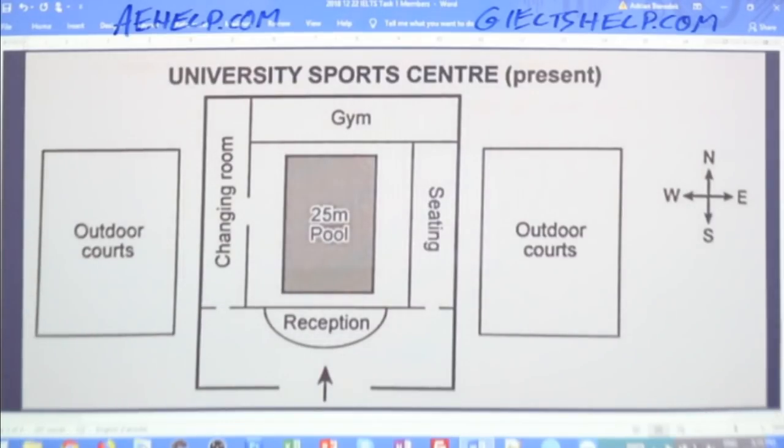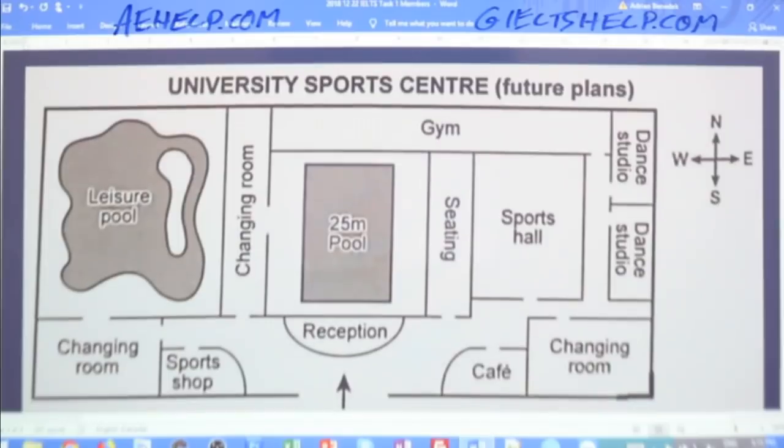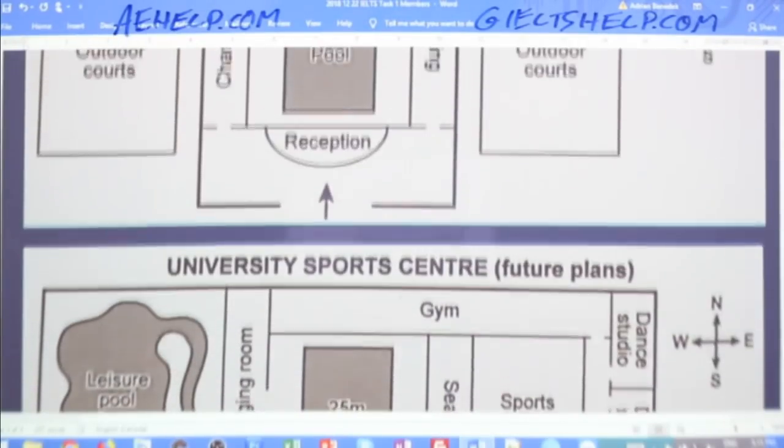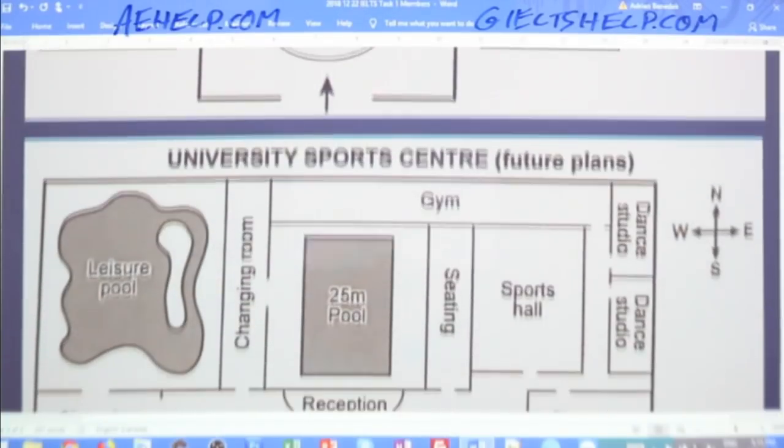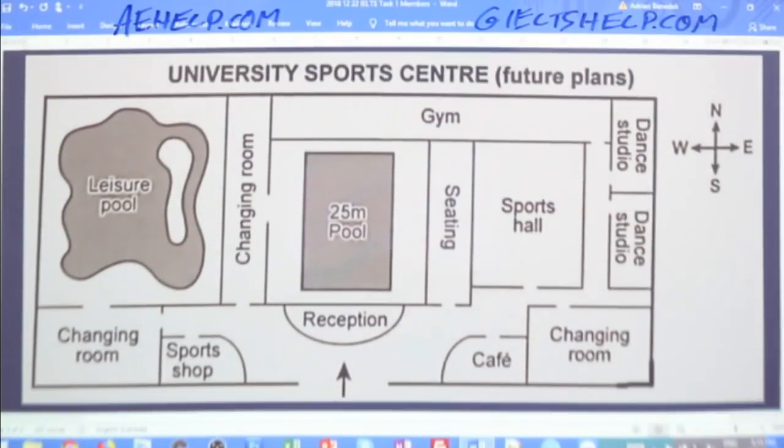What's the next step? What do I need to do? So here's one of the diagrams. This is the university at present. And then here is the University Sports Center. So here it is at present. And here it is in the future.